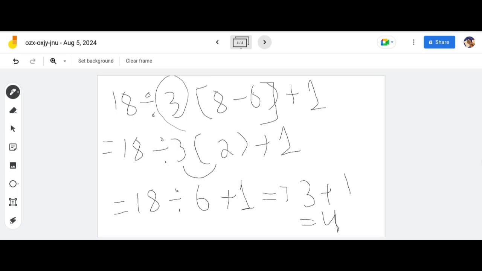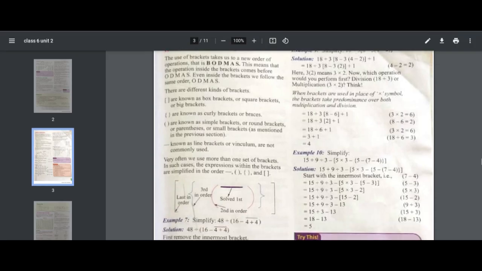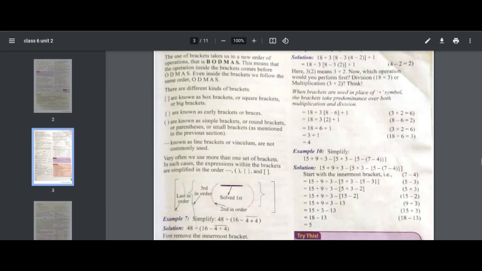Now I solved it correctly. Now I have the correct answer. Okay, now I hope you understood the sign of multiplication. You have to see on the page, when brackets are used in place of a multiplication symbol, the brackets take predominance over both multiplication and division. Because the brackets take dominance, they become dominant over the division and multiplication. They solve themselves first, then they solve the other rules.